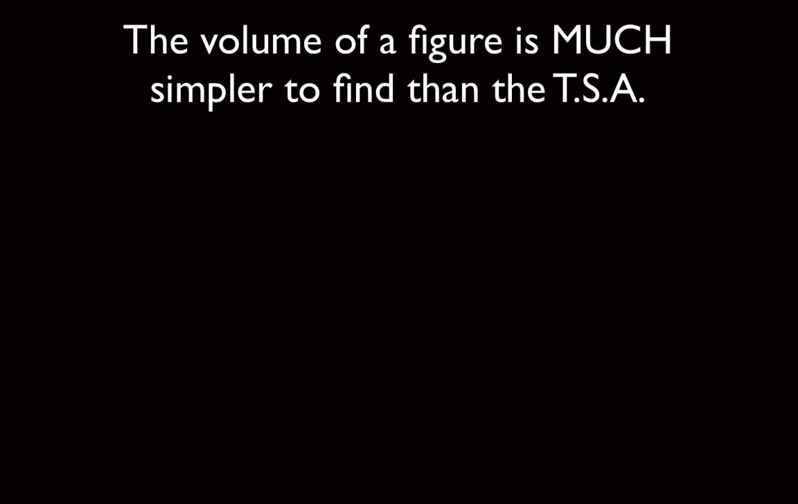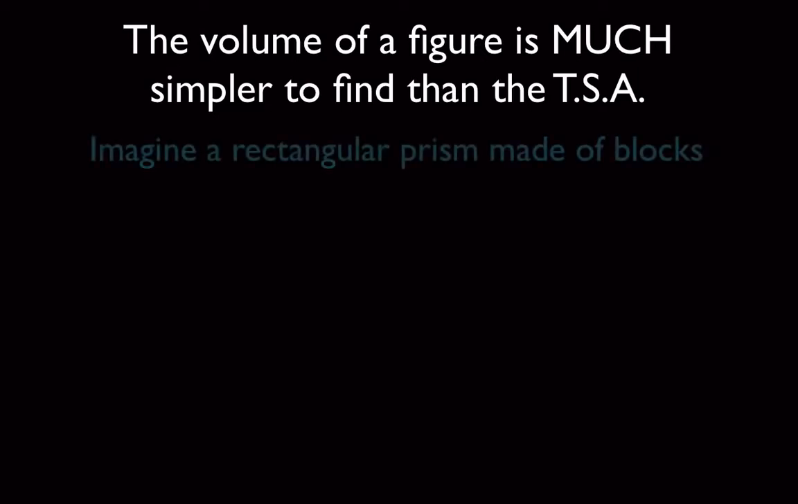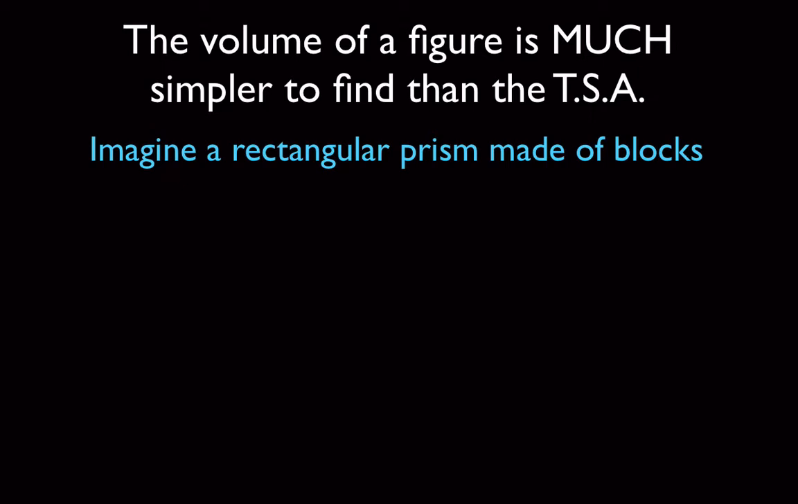First of all, volume is a lot easier to find than total surface area. From now on, I'm going to use TSA for total surface area to make it short to write. Imagine a rectangular prism made of blocks. We start off with one little block, and imagine that we continue to link these blocks together one at a time. Okay, as you can see, we end up with what amounts to a rectangular prism.